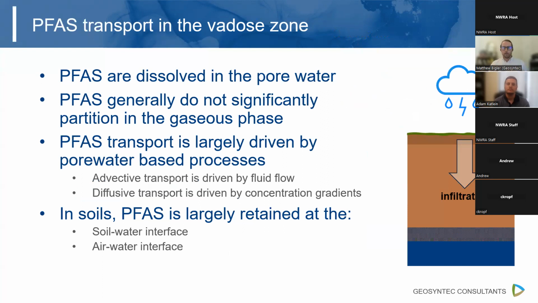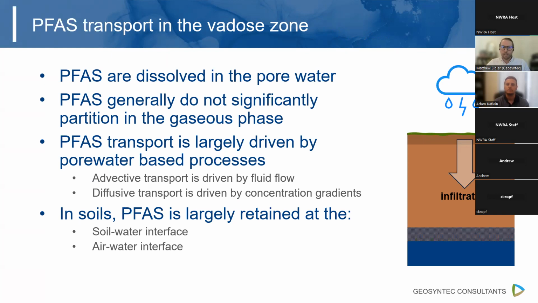So now that we know the general properties of these PFAS molecules, what does this mean for our PFAS transport in the vadosome? First and foremost, our PFAS are dissolved in the pore water, right? Because of that charged head group, our PFAS are generally dissolved in the pore water. Also partially because of this, but also just because of the molecular structure itself, these PFAS do not necessarily partition into the gaseous phase. They're not volatile, so they're not like our TCE. They don't necessarily partition into this gas phase. And so our PFAS transport is largely driven by pore water-based processes.